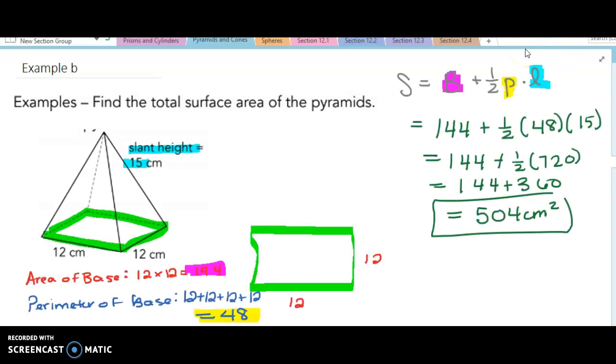All right, so if you went and did this correctly, you should have gotten 504. So the area of the base, it's a square, so it's just 12 times 12, which is 144. So that goes in right here in the purple. Plus 1/2 perimeter of the base times slant height. Well, guys, the slant height's given. It's 15. And the perimeter, it's just 12 all the way around, so 12 times 4 is 48. When you plug that in and do a little bit of math, you should get roughly 504 centimeters squared.